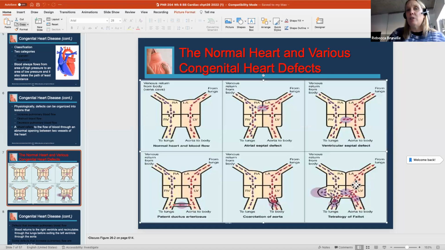And then the tetralogy of Fallot, we're going to go over in more detail, but it's one of the more common ones. And it has 4 things, but we'll have a whole other slide on it. I just want to say that you should study tetralogy of Fallot because you're going to see it on a lot of exams going forward. It's a fairly complicated defect, but it's heavily tested in the world of nursing.